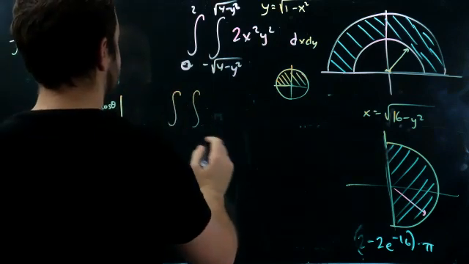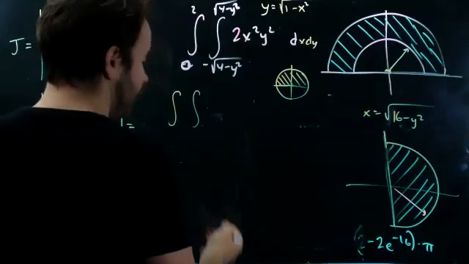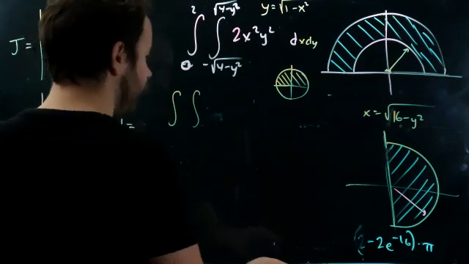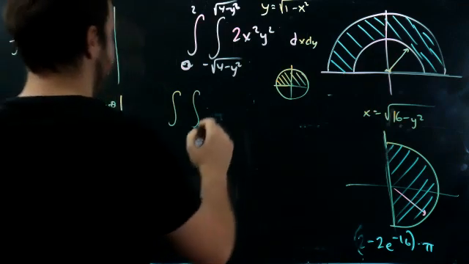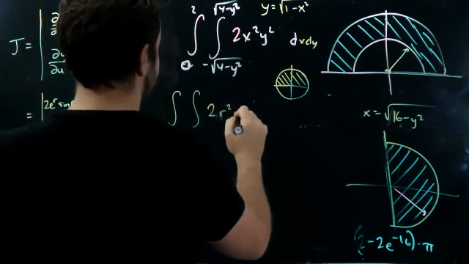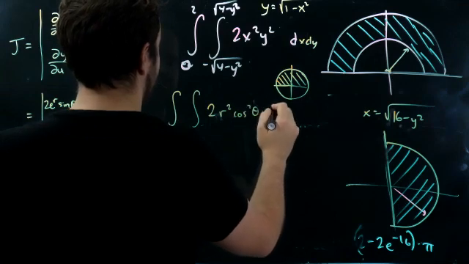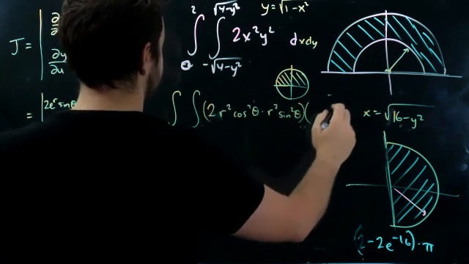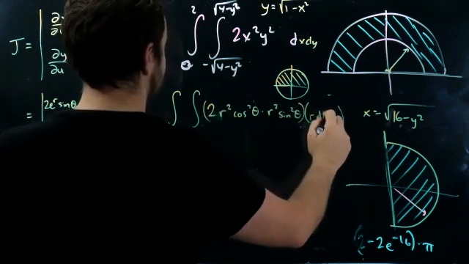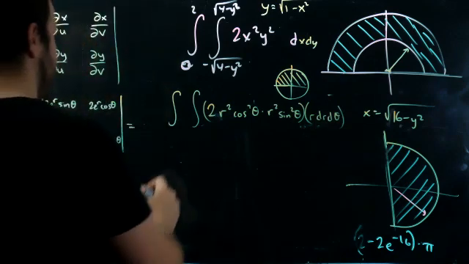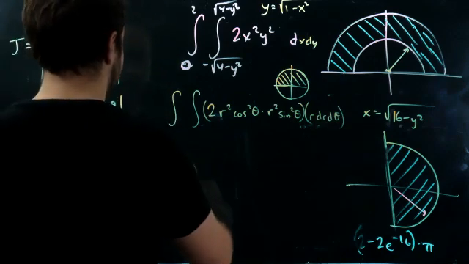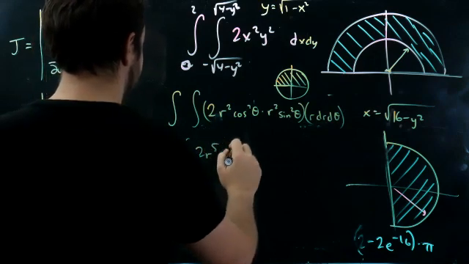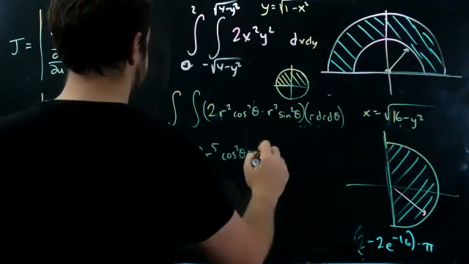So every instance of x gets replaced by r cosine theta, and every instance of y gets replaced by r sine theta. So I end up with 2 r squared cosine squared theta times r squared sine squared theta. And then what's my conversion from Cartesian to polar? r dr d theta. Let's do the bounds on the next line. So we have 2r to the 5th cosine squared theta sine squared theta d theta.